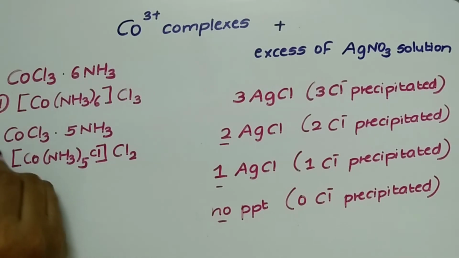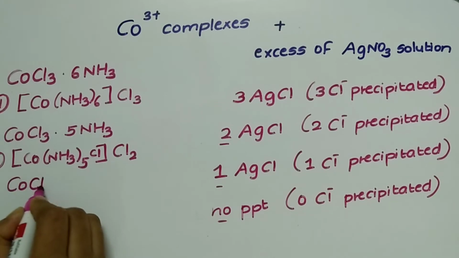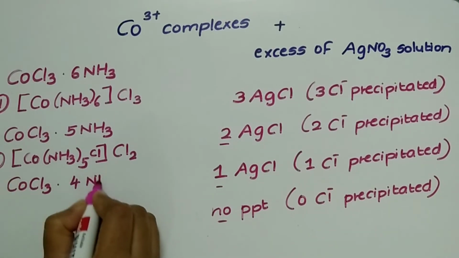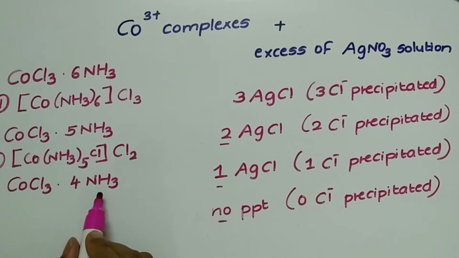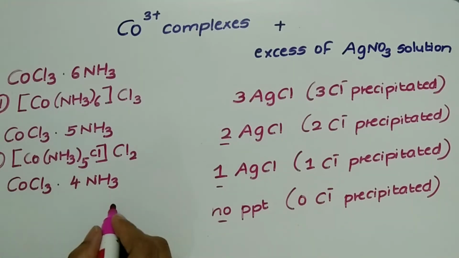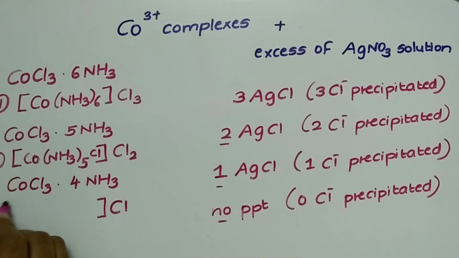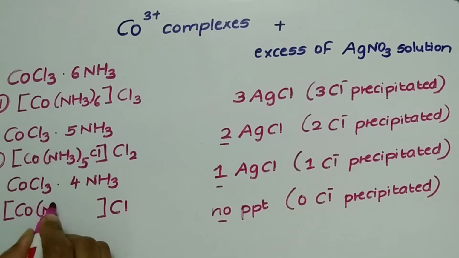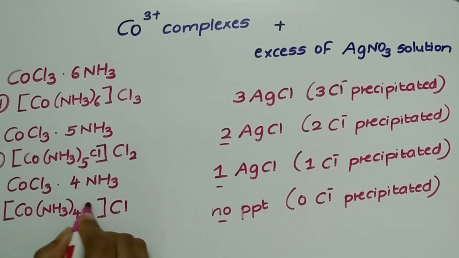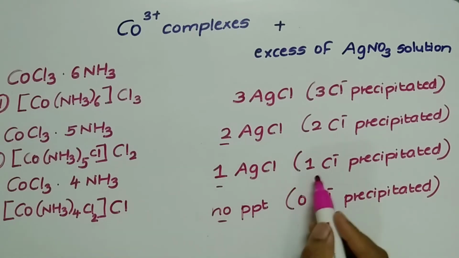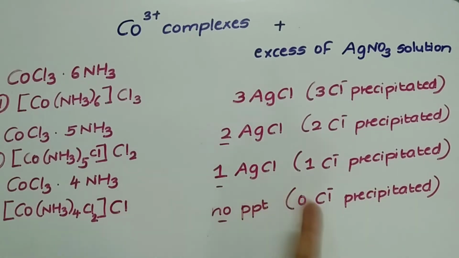The next complex, CoCl3, 4NH3. When this complex was taken with excess of AgNO3, 1 AgCl, that means 1 chloride ion was precipitated. So the formula will be 1 chloride ion, you have to take it outside the square bracket, correct? So inside the square bracket, it will be Co(NH3)4Cl2. Total Cl 3. 1 chloride ion precipitated, that will go outside the square bracket.